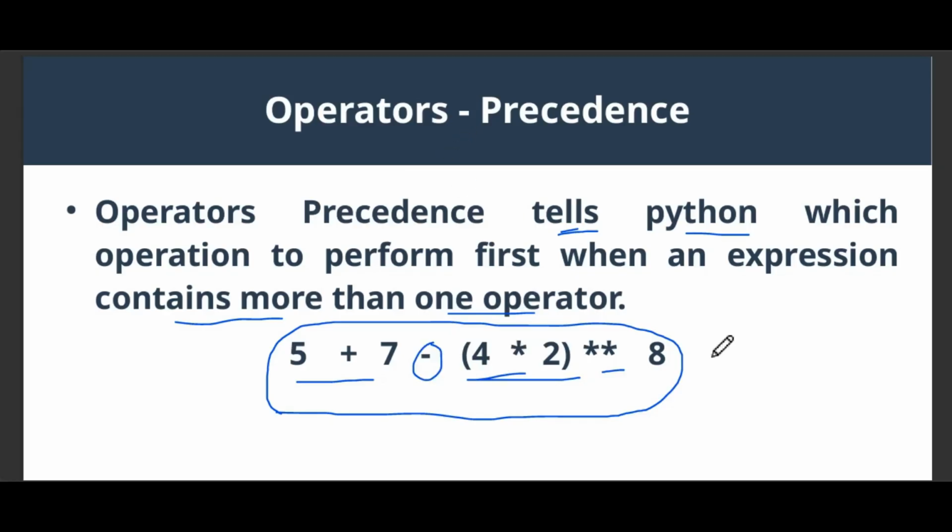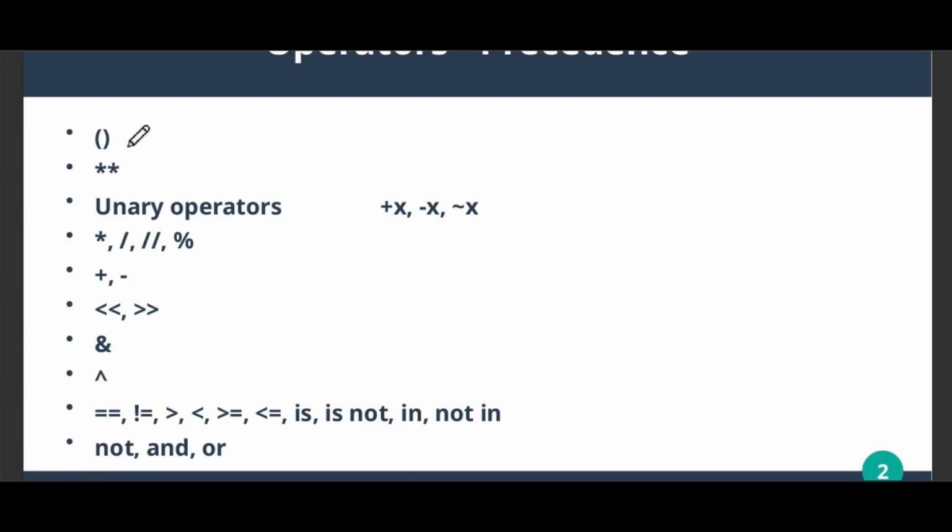Now let's see the sequence in which the operations should be performed. First and foremost, we have to solve the equation that is between the brackets. Number one precedence is of the brackets. Next is exponentiation, that is, you have to solve anything that has raised powers. Third are unary operators, that is, having a single operand like plus x, minus x, not x. Those equations that include a single operand come after the exponentiation. Then we have multiplication, division, floor division, and modulus. It just tells us the sequence in which the operations should be performed. Then we have addition and subtraction, right?